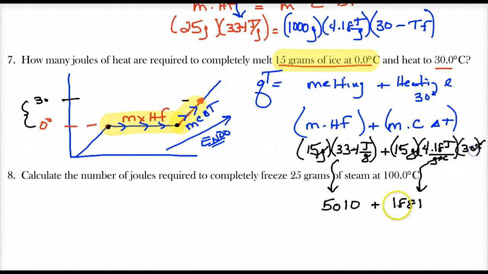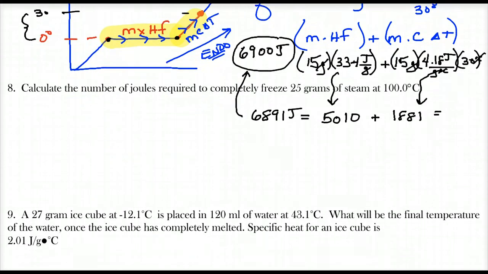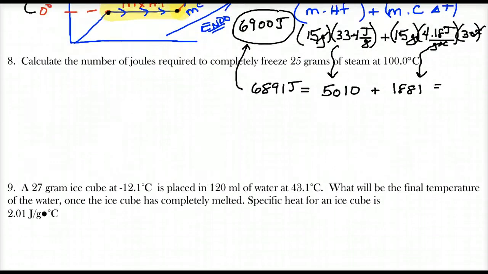This is a degree Celsius. And we add them together to get total value. And I get a total value, an answer to be 6891 joules. 2 sig figs are key here, so obviously we're going to make that answer to be 6900 joules, or 6.9 kilojoules, doesn't matter. Okay, so you can see what we did here. Now we're starting to mix and match or add melting with heating. Let's look at this one.